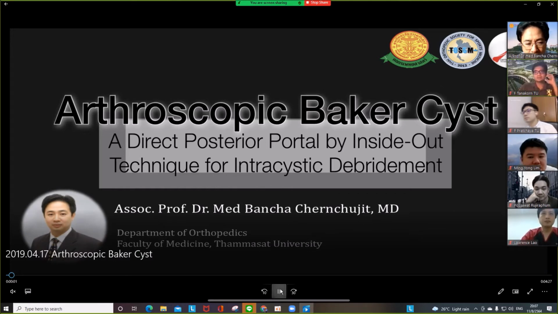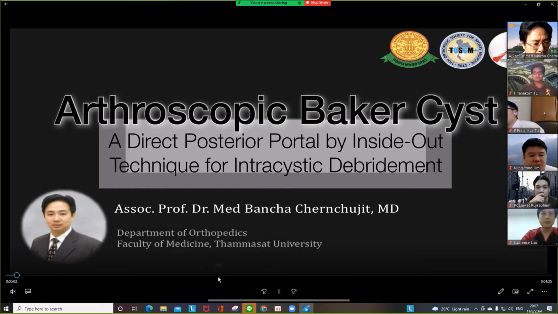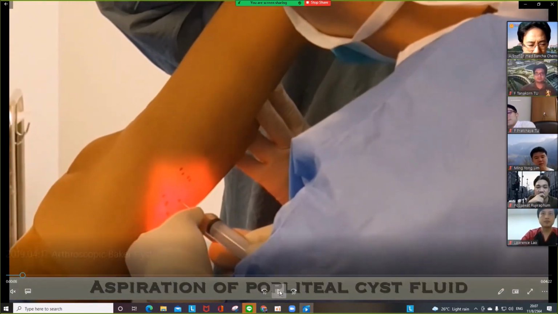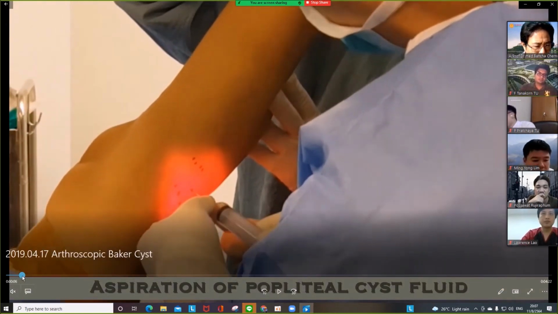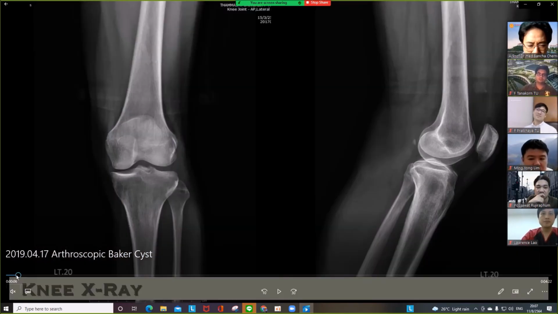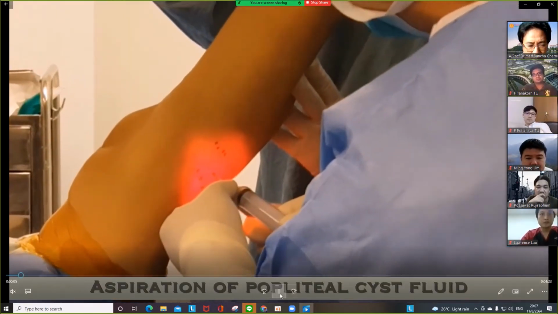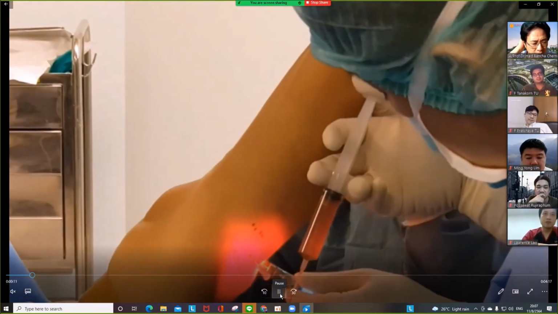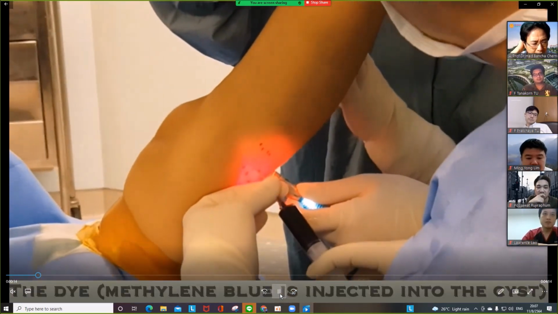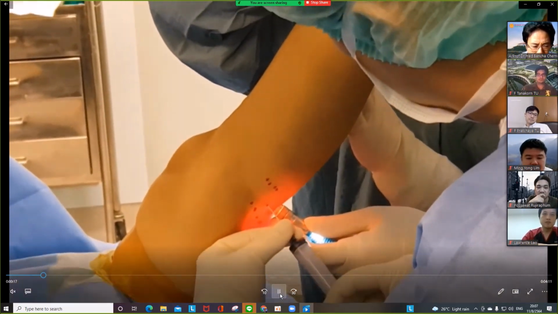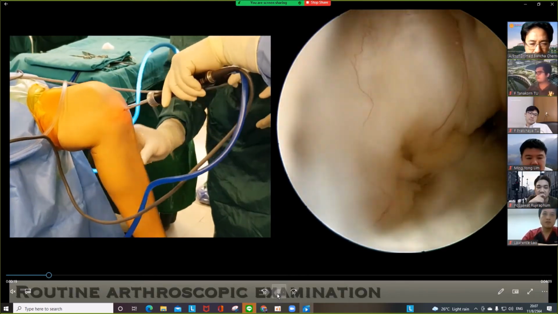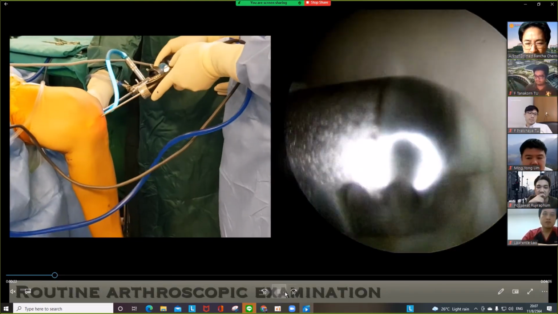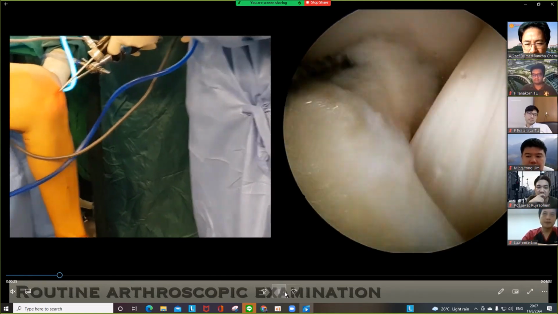Okay, so this is another bigger cyst. In this one you see that the cartilage is so nice. See the second case, it looks very nice, so healthy, the cartilage. The same way, we do aspiration. It's a very big cyst. So we aspirate and then we inject into the cyst. I think these patients are very young.